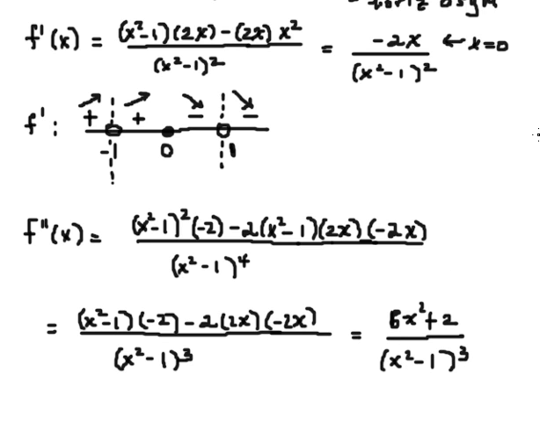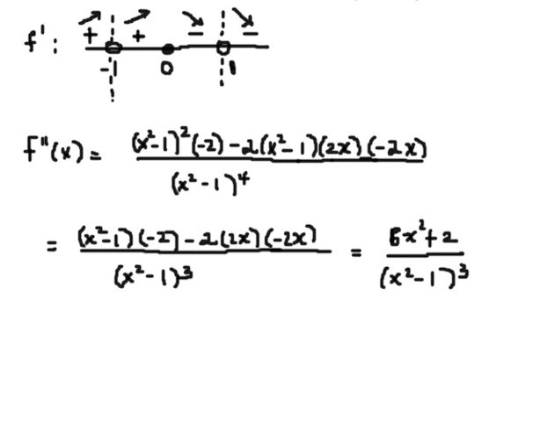Alright, so let's do a plus minus analysis on that. Notice that the numerator is never 0. This is a positive quantity plus 2, so that's never 0. That'll always be bigger than or equal to 2.